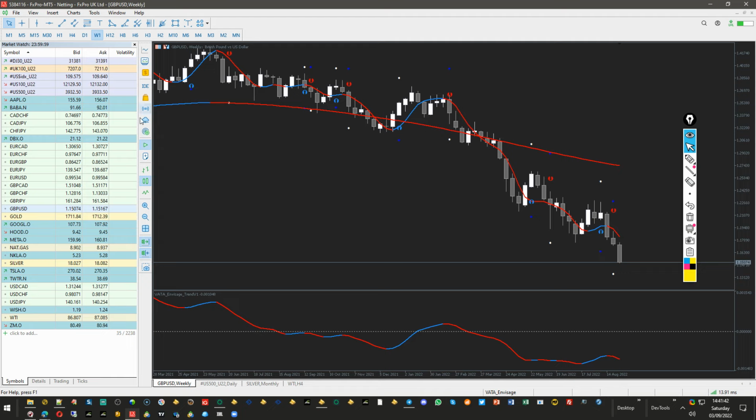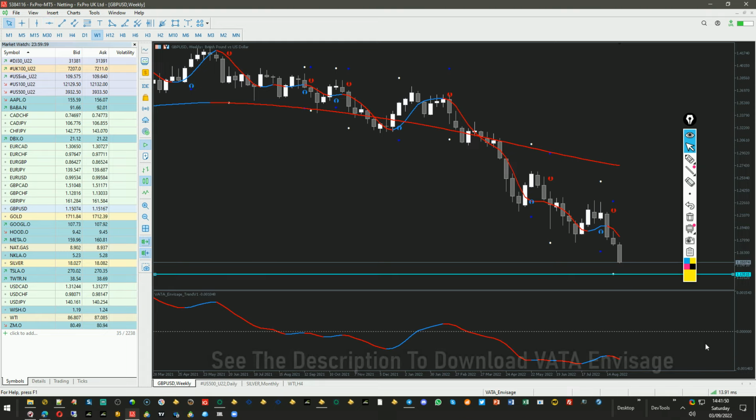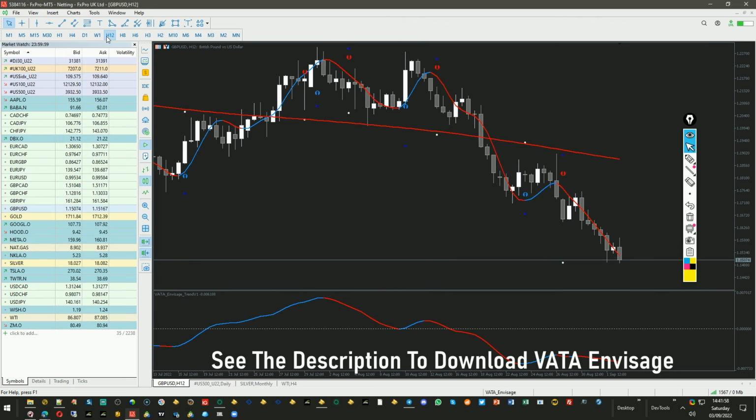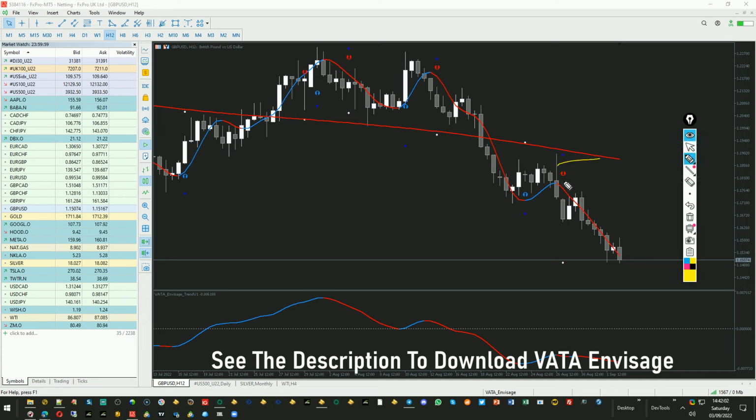Or if I go to the weekly time frame, I've got a target for you, which is approximately here, 1.13515. So if I go back to the monthly time frame, these are the two targets that I've got. If I go to H12, the target has already been reached. As you can see, this was the sell signal and this is the profit target here. So that has already been reached. So this is what we have on GBP/USD.